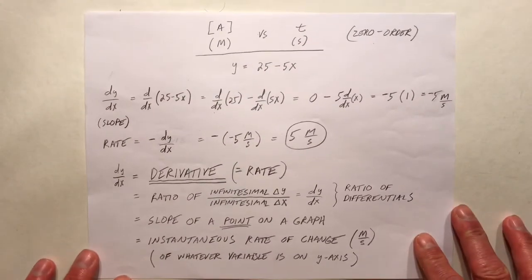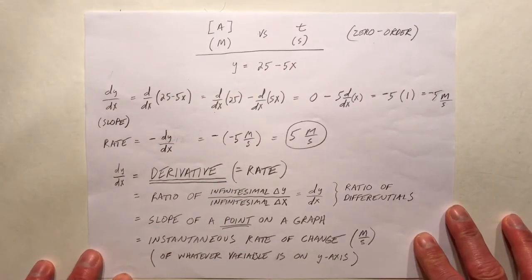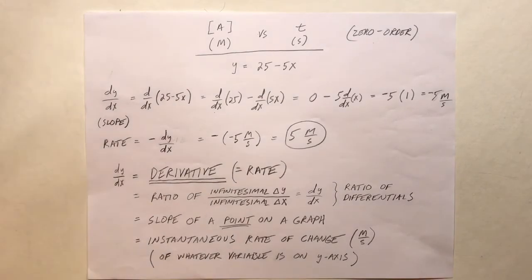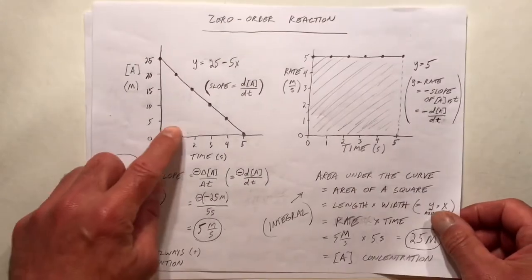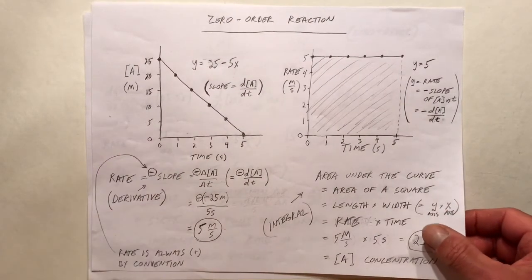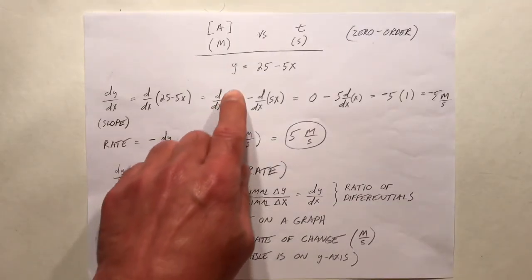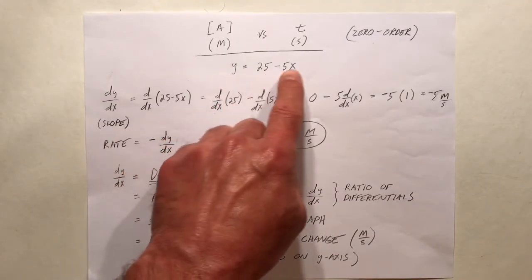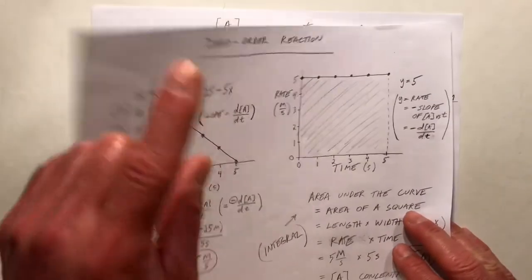So let's take a look at that derivative graph a little bit more closely. Let's take a look at this left-hand graph here. And let's do that with a little bit of calculus. So we would say that this is the expression y is equal to 25 minus 5x, right? For the left-hand graph, that's the line equation.